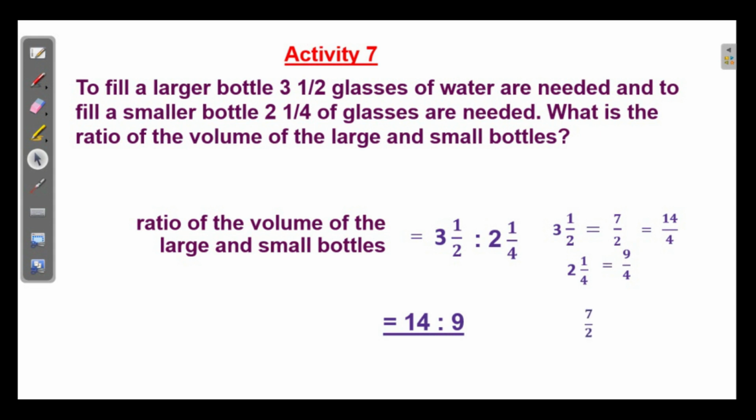But in the other way, cross multiplication, 7 by 2 and 9 by 4. 7 into 4 is 28. 2 into 9 is 18. 28 is to 18. We have to get rid of the common factors, that is 2. 28 by 2 is 14 and 18 by 2 is 9. Again 14 is to 9. Which one is easier?